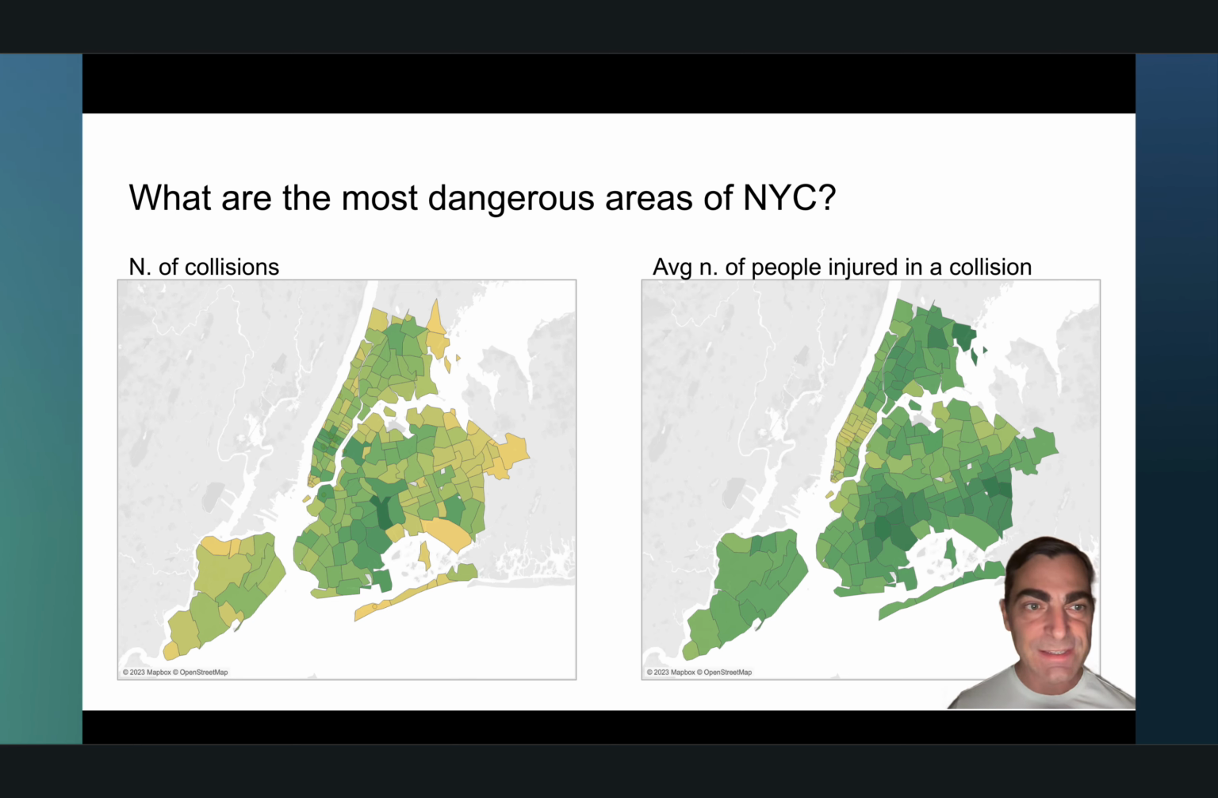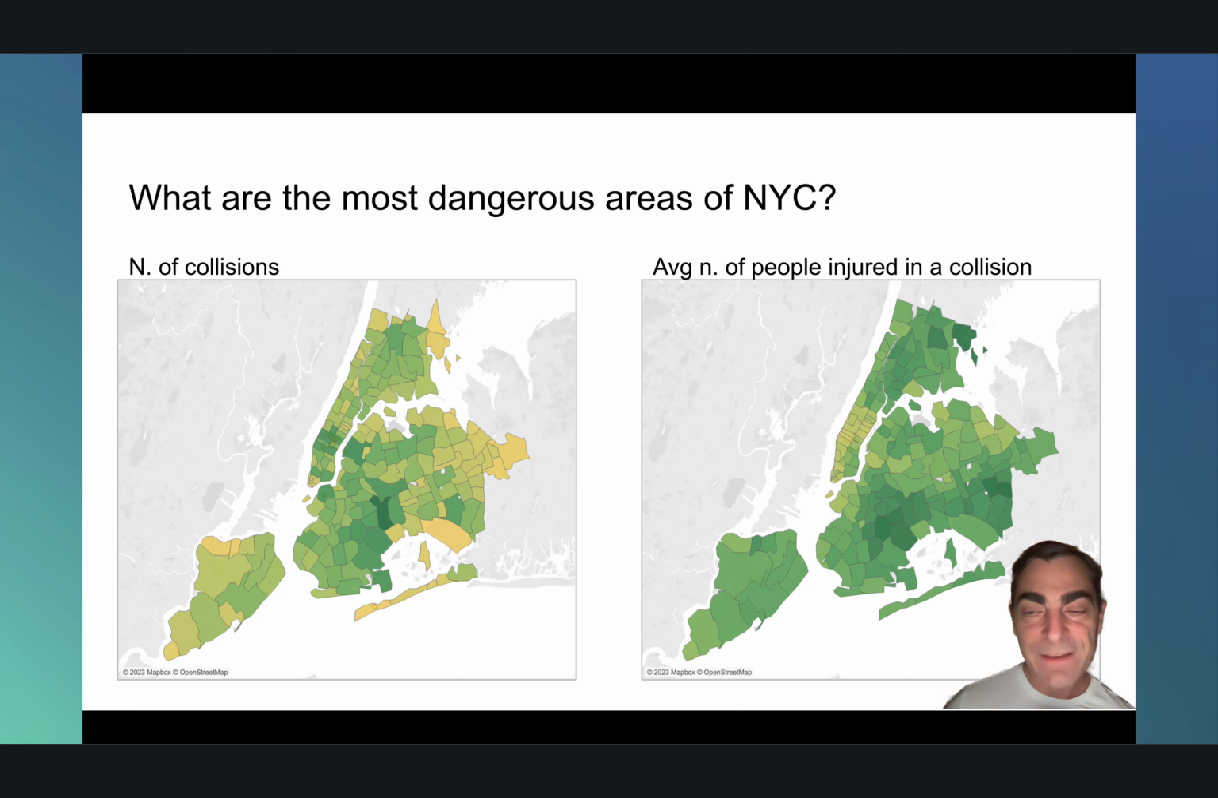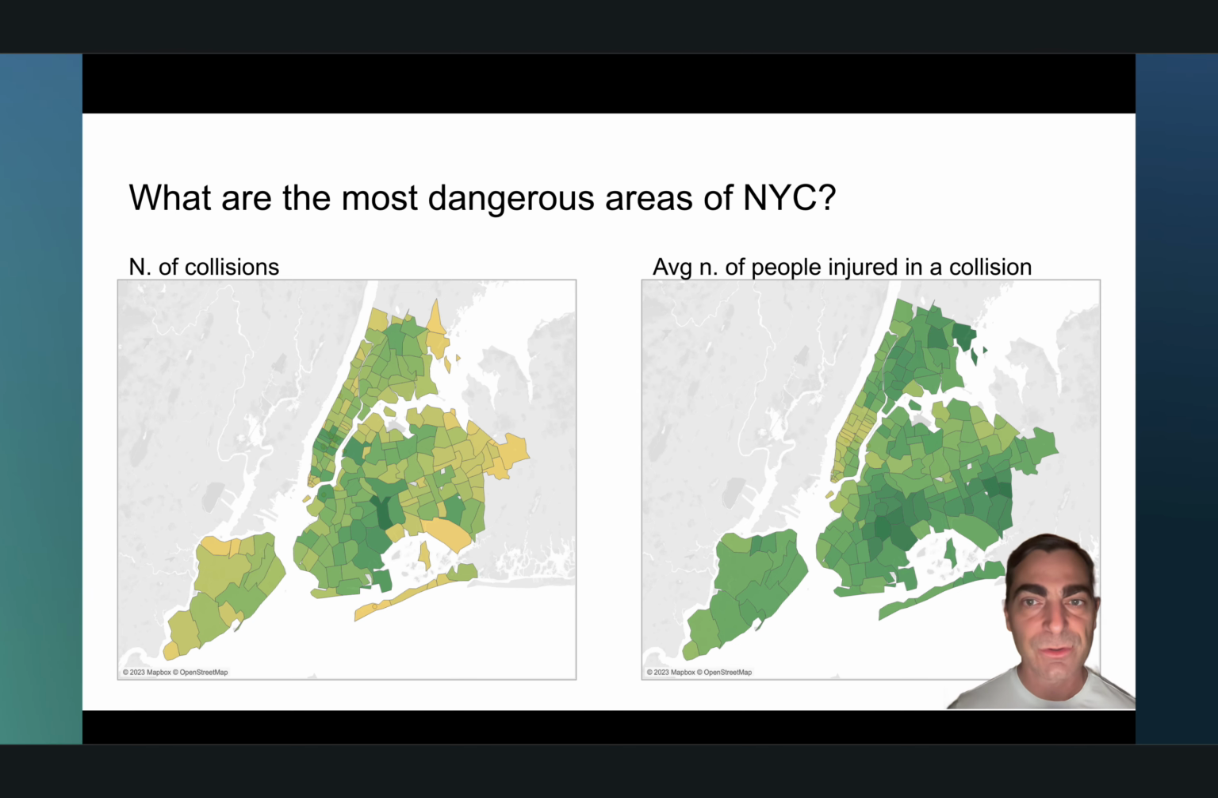So if I show you, instead of the number of collisions, the average number of people injured in a collision on the same type of map, you have a very different map, right? And you would point to other regions to say, these are the most dangerous areas of New York City. So this means, once again, that you always have to make choices, and different choices lead to different interpretations, which in turn means that the way a visualization is built can skew interpretations in one direction or another.